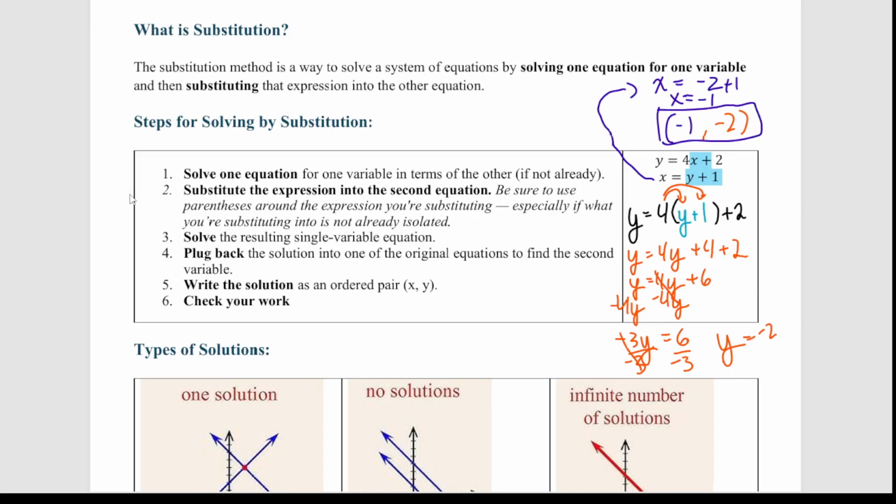And then I will have just found my solution. So I already had this solved for having one equation written has one variable in terms of the other. In this case, actually both did.